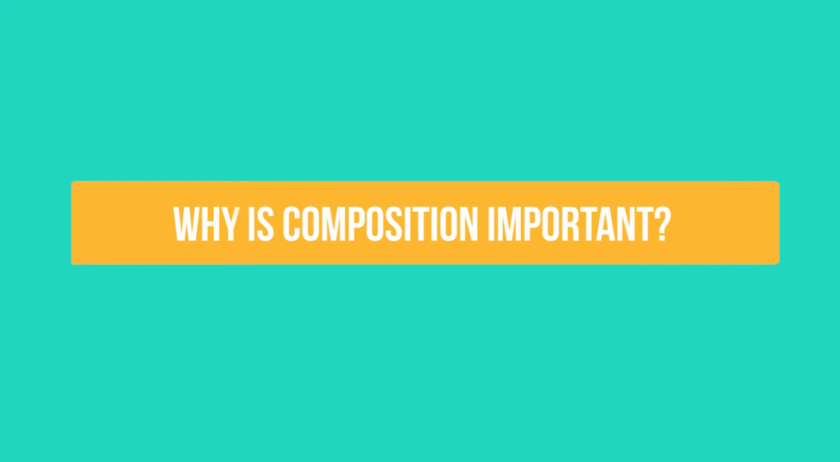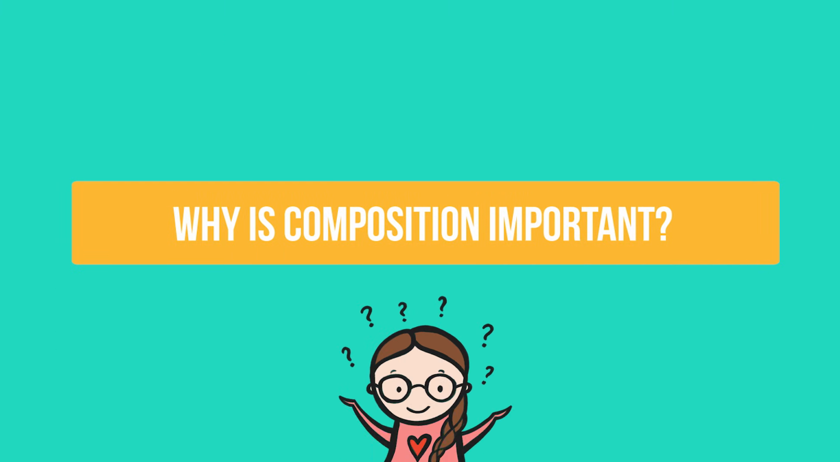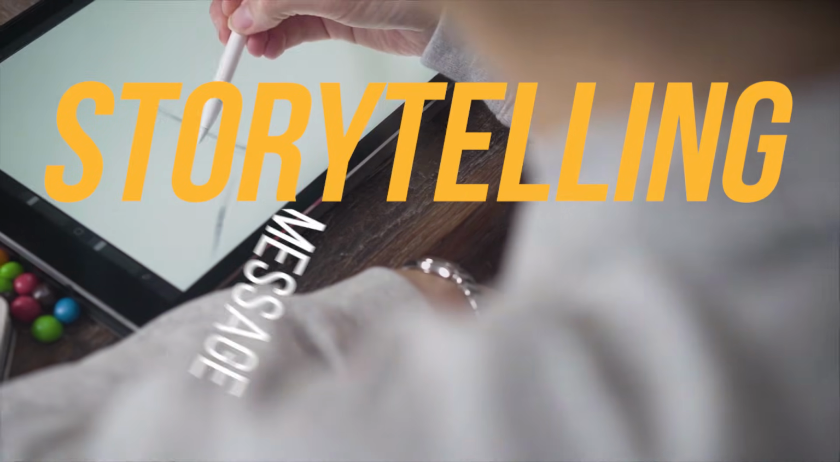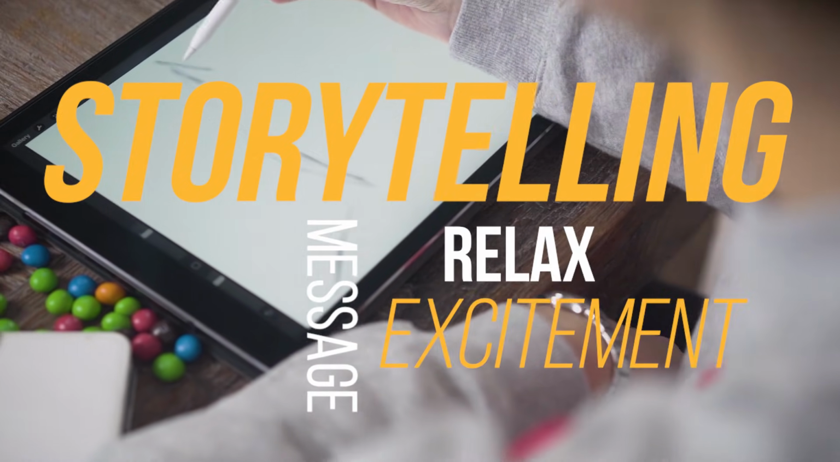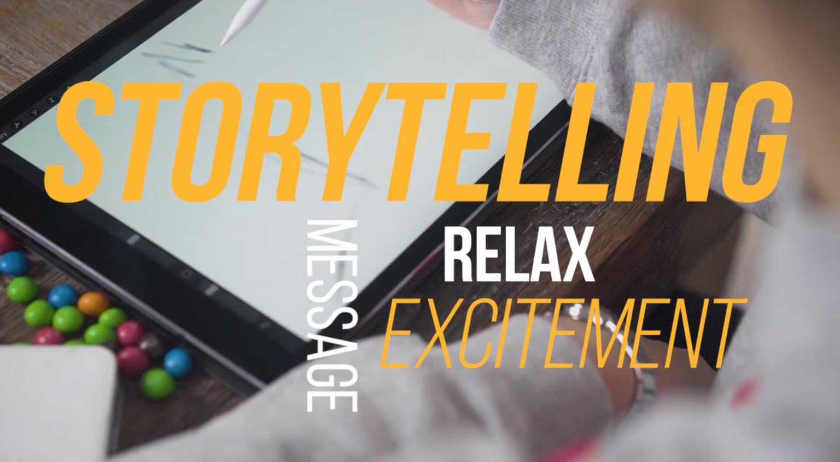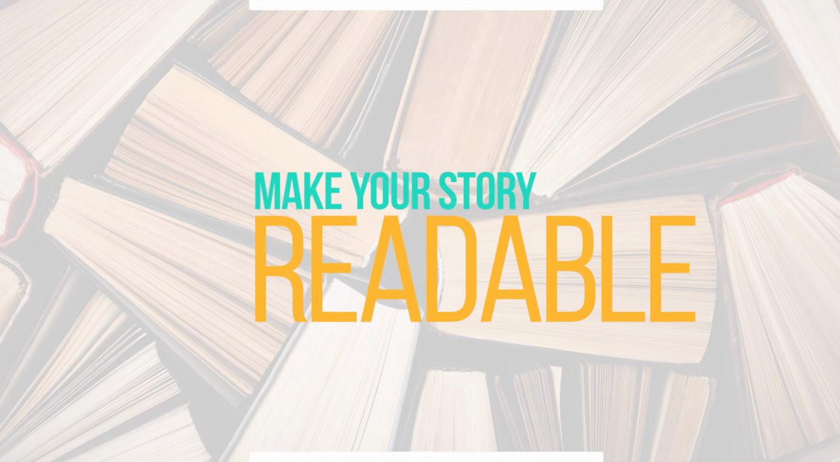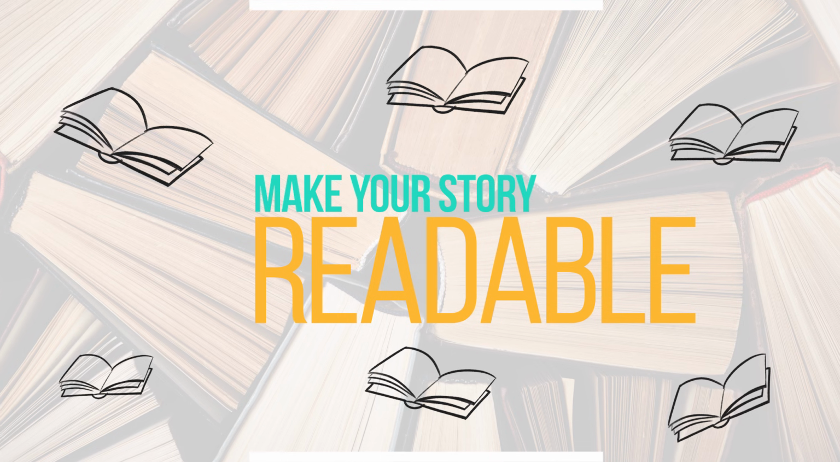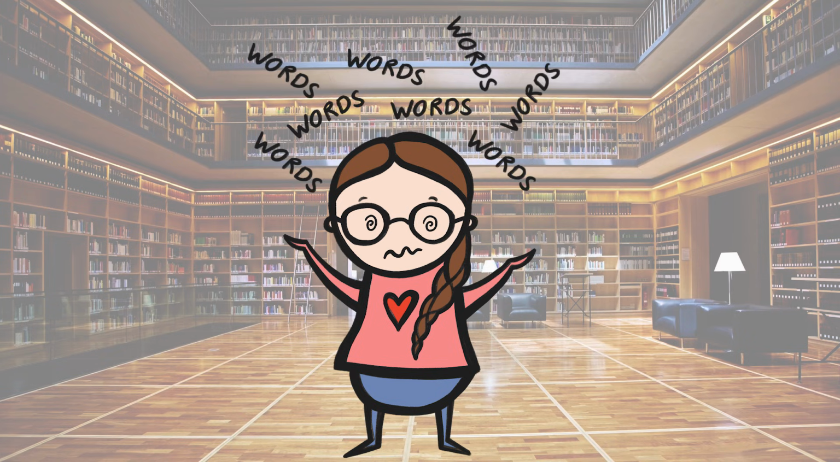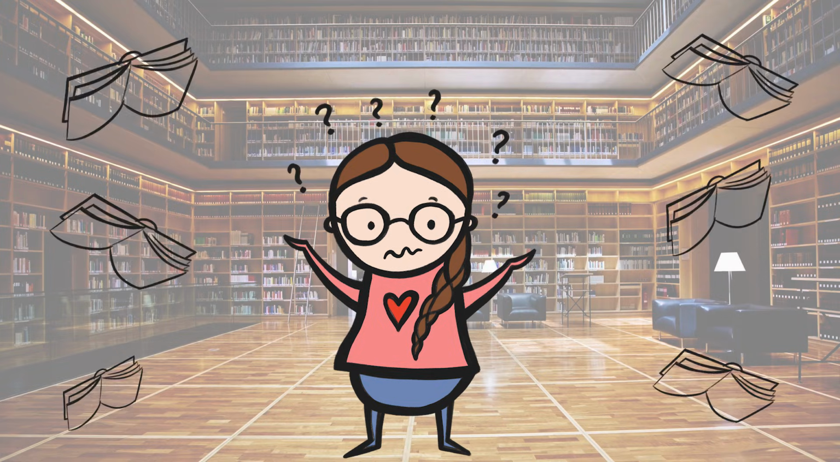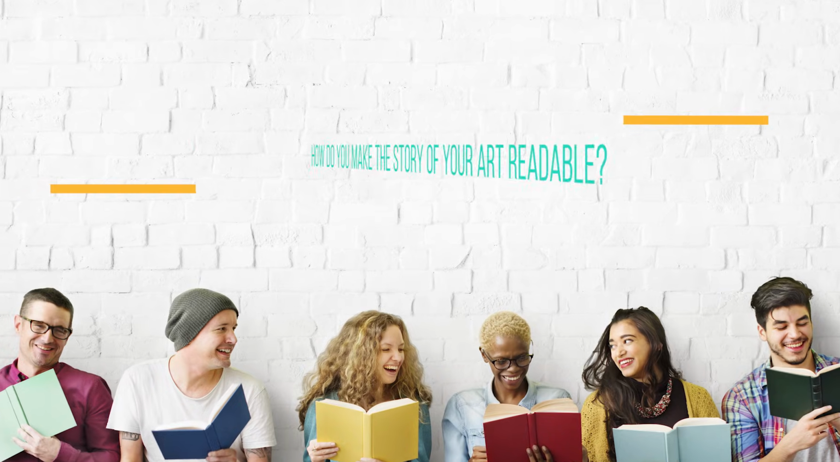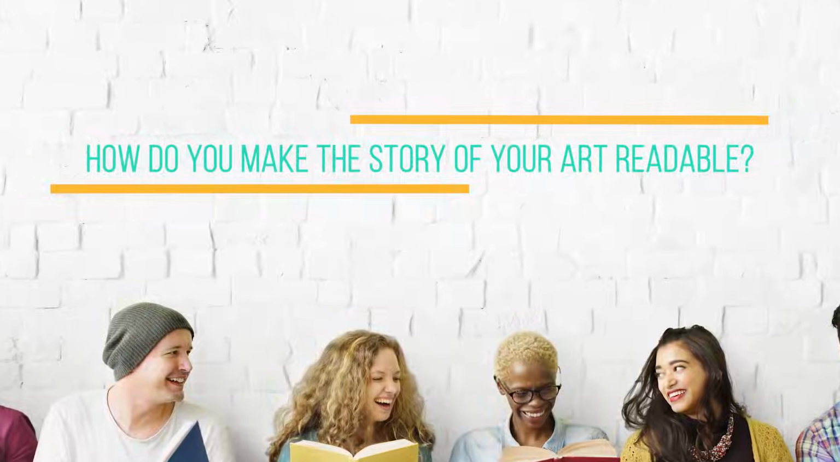So, why is composition important when it comes to art? As an artist, there is a decent chance you want to tell a story or send a message through your art. Or perhaps you just want to relax the viewer or give the viewer a sense of excitement. When telling a story, it is important that your story is readable, like a book. It's hard to read a book in which the words are all scrambled or in which the chapters are all placed in random order. So how do you make the story in your artwork readable?